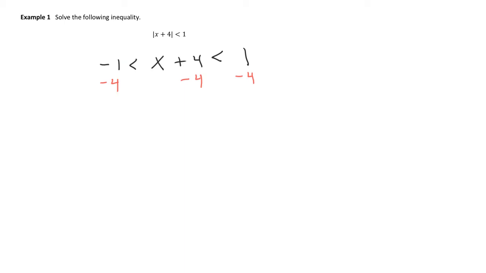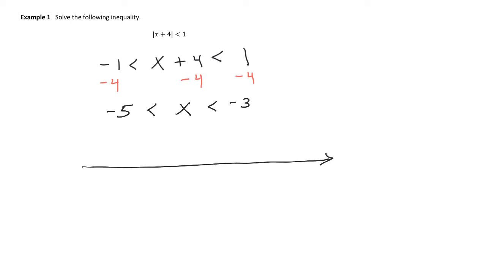The net result is going to be, we got -5 less than, we have just x, and then we still have less than, and we get -3. So this is the final answer. If you're looking to graph this on a number line, maybe I'll put -5 here, and -3 is located here. We're saying that's everything between those two values. So this is my solution, everything from -5 to -3, but between those values.